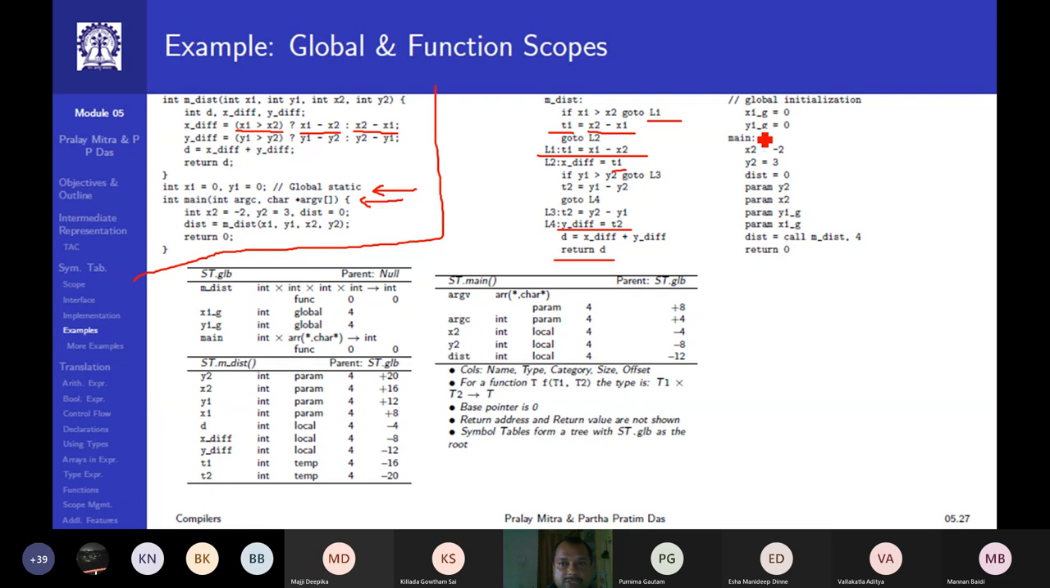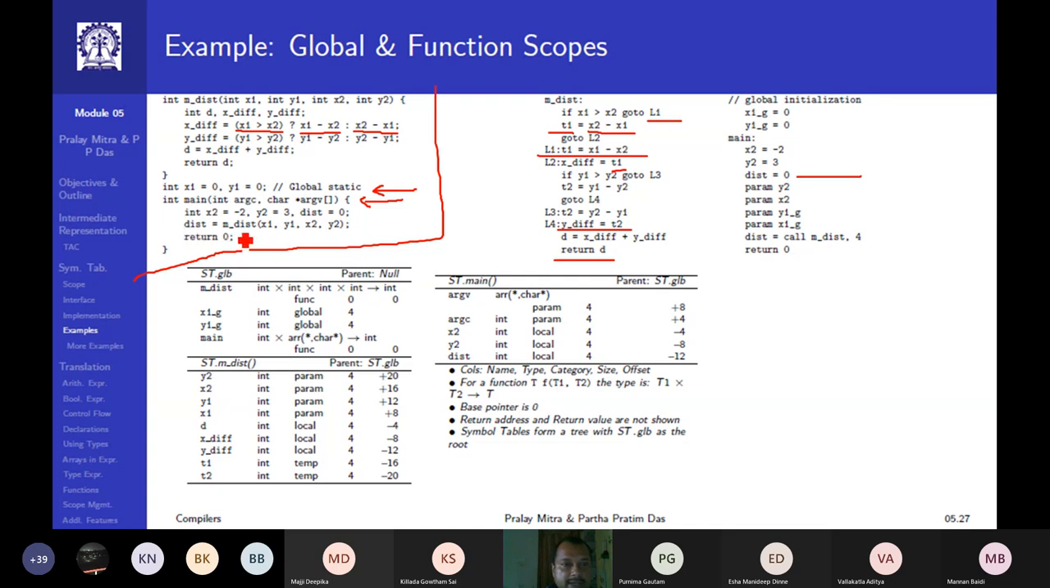So underscore g for global variables, to differentiate this x1 from the x1 which are passed as a parameter to mdist. For mdist, I didn't give any prefix or suffix, but for this x1 and y1 as a global variable, I am giving underscore g. Now in the function main, x2 is assigned -2, y2 is assigned 3, and dist equals 0. That I have done.